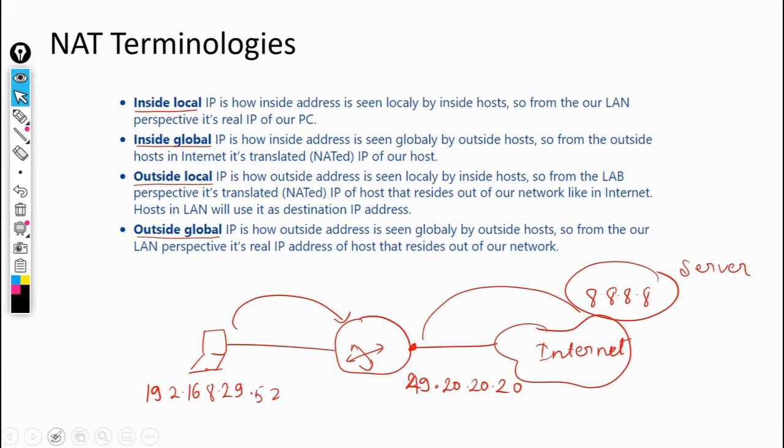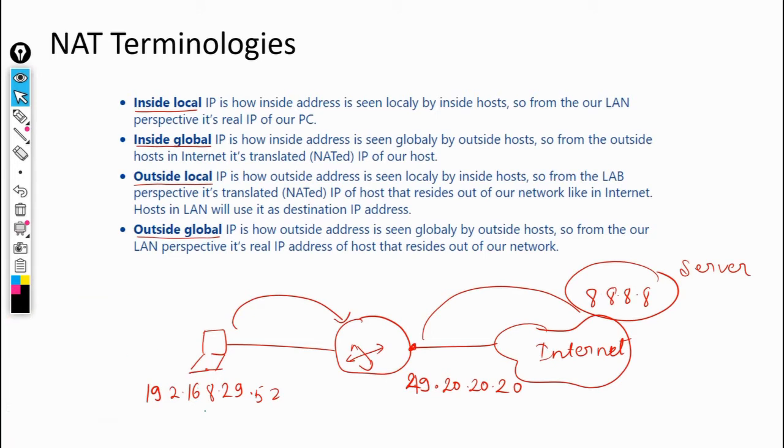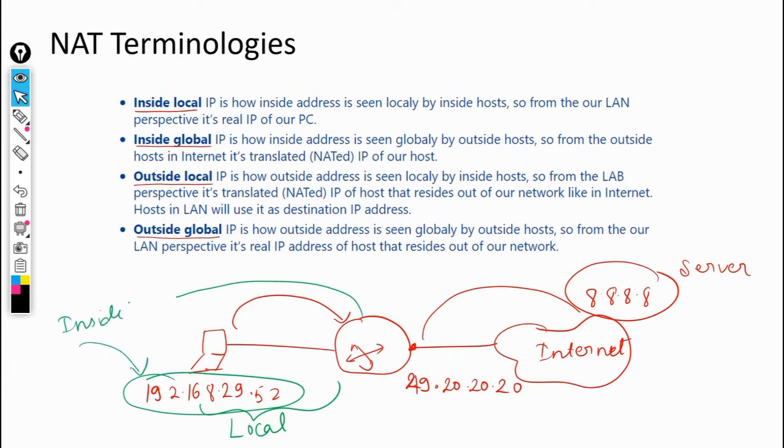Now let's understand what inside, local, and all of that mean. This is called local, right? Because this is your router, and up to this side, this is our local. So whatever this IP address is, this will be called the inside local. That's what it is saying: how the inside address is seen locally by the inside host. The inside host is our computer, and obviously it is seen with the same IP address.